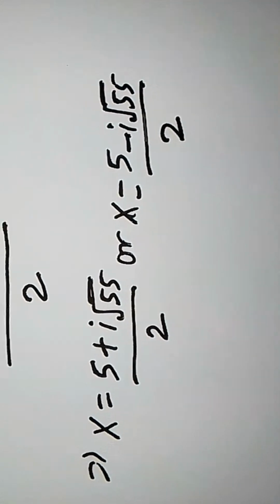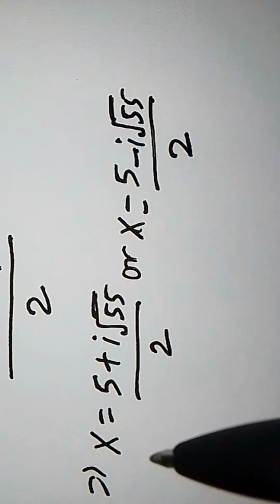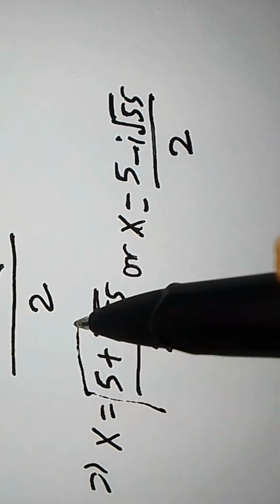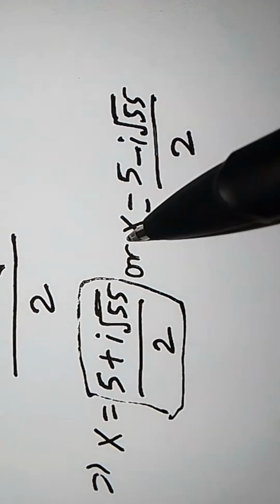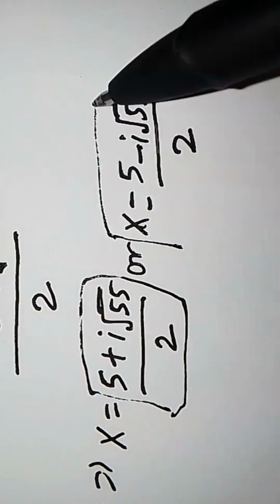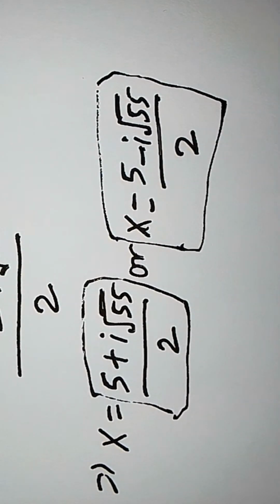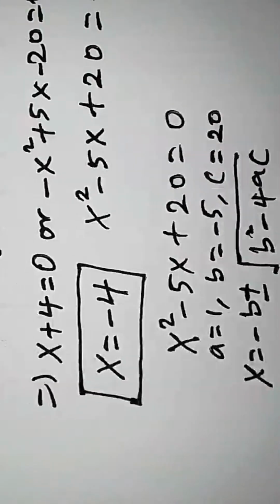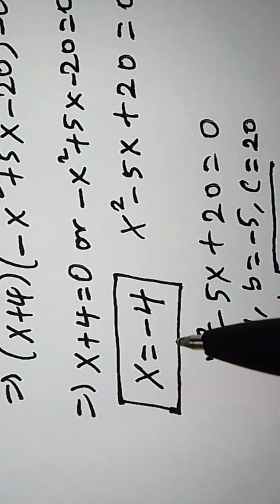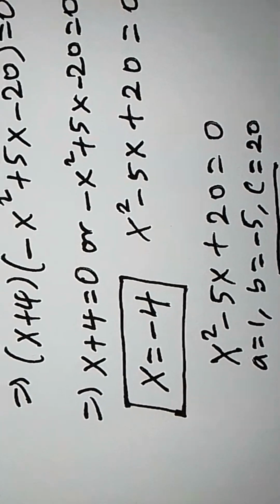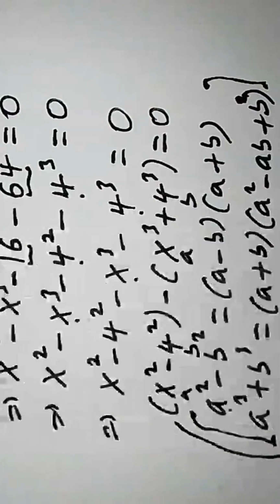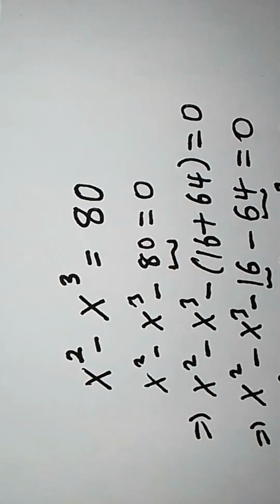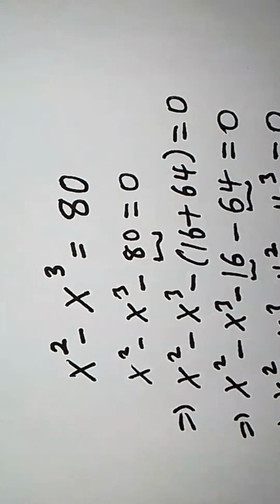You will see that we have two complex solutions, this guy and this, and just only one real solution, which is x equals to minus 4, for this cubic equation.